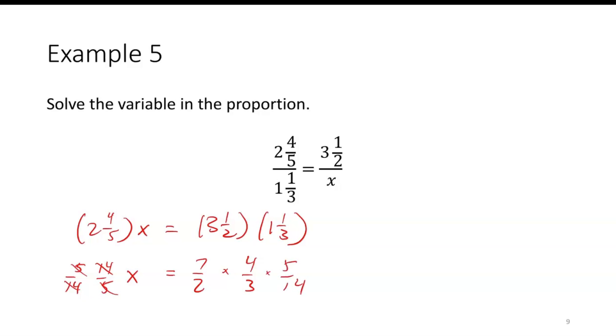So looking at this, 7 goes into 14 twice. The 2 and the 2 go into 4 once. So at the end, we end up with 5/3. So x is equal to 5/3, which is 1 2/3.